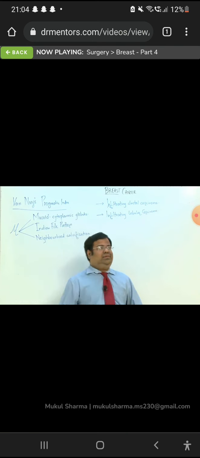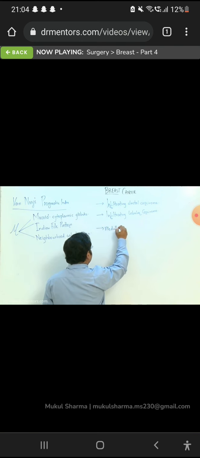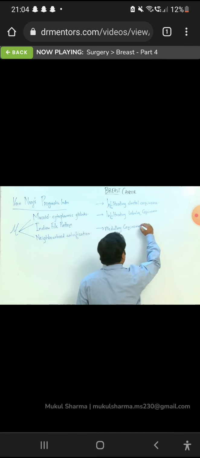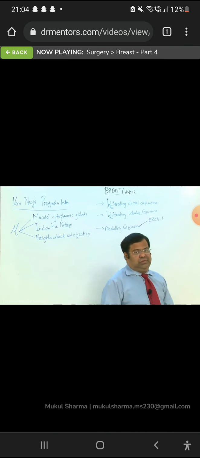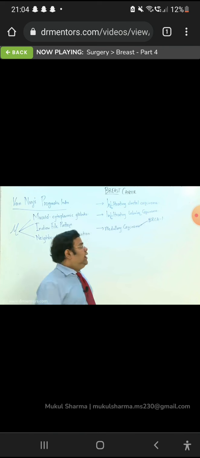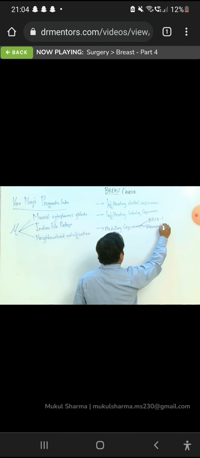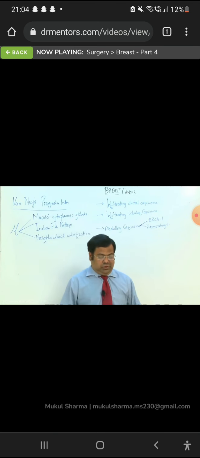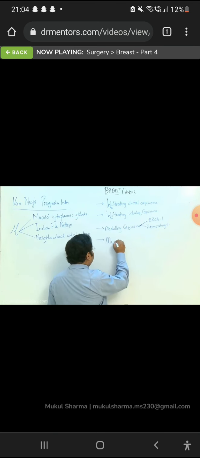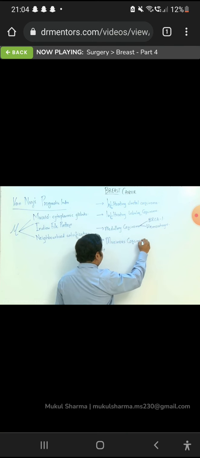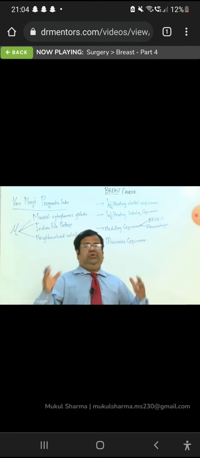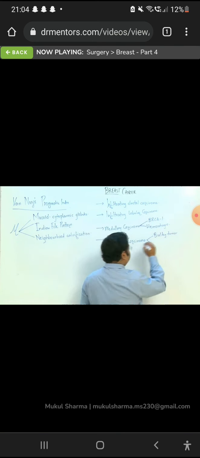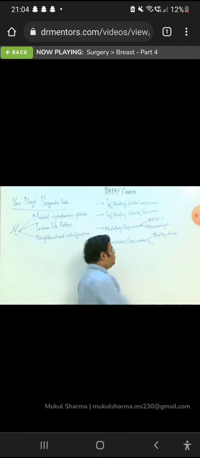Then, let us see medullary carcinoma. What is the characteristic of this? This is likely to be associated with BRCA1 gene mutations, and it is likely to be a hemorrhagic tumor. Then we have a mucinous carcinoma. What is the characteristic? The tumor is extremely bulky. And you are usually likely to see it in the elderly patient.